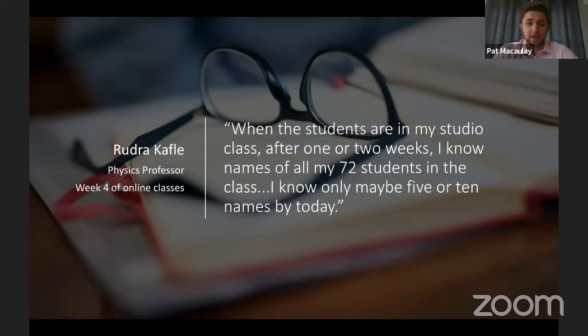So that just goes to show how this term, we're missing the professor and student connection, which can make it harder for the professors to know when and why the students are struggling. And it can make it much harder for the students to ask questions to their instructors and get help.